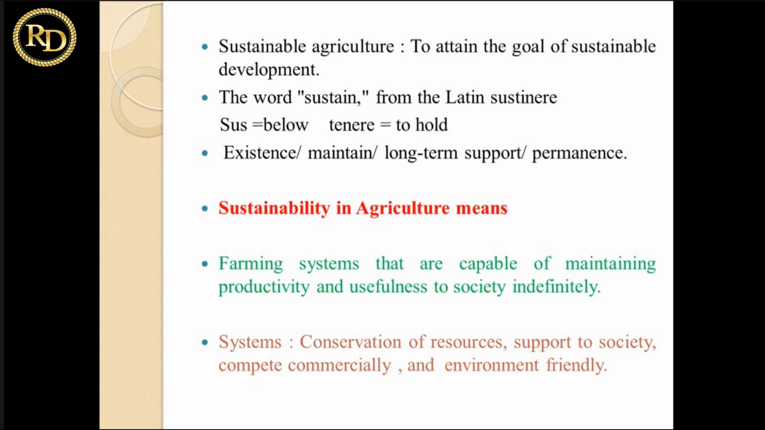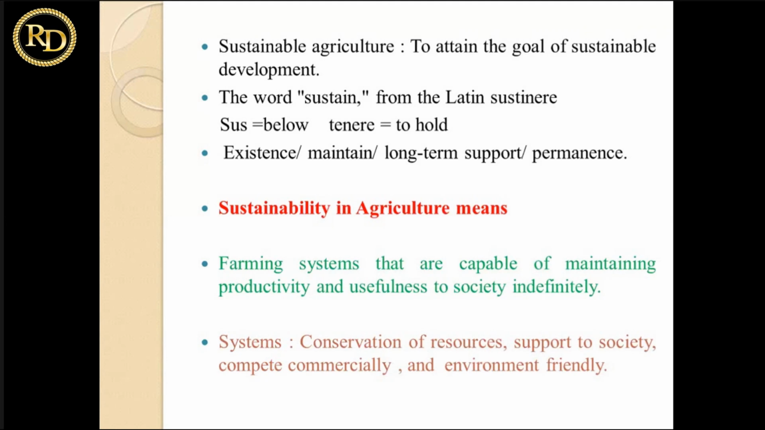In what way is it capable? Maintaining productivity. We have to maintain the productivity of the soil. In addition to that, we have to see the usefulness of that agriculture to society indefinitely, meaning it should not fall short. So this is the meaning of sustainable agriculture. When we say farming systems, what points are important as far as sustainability is concerned?